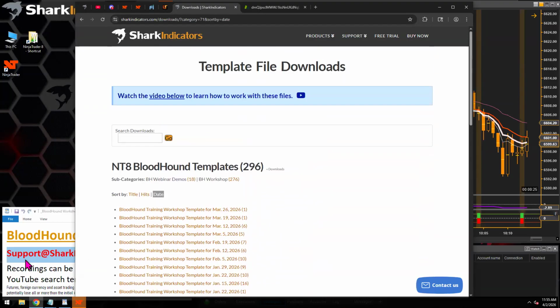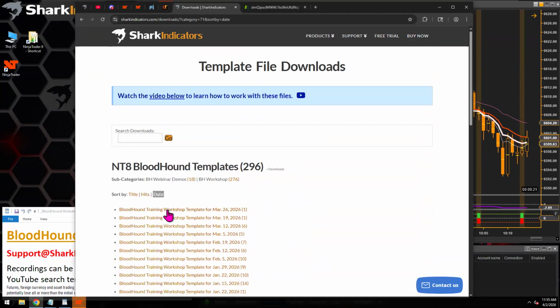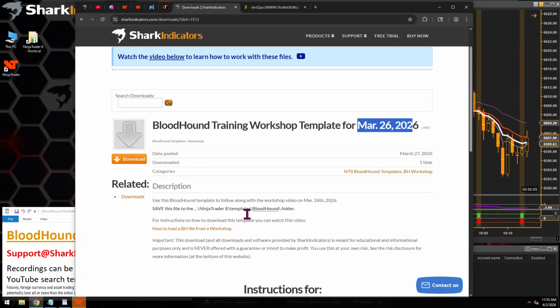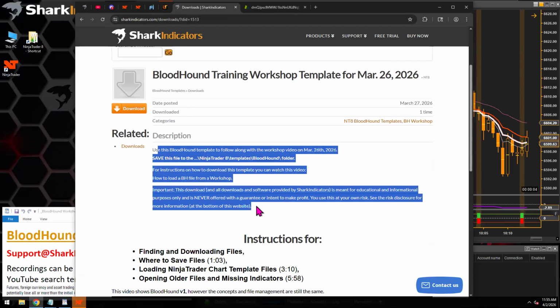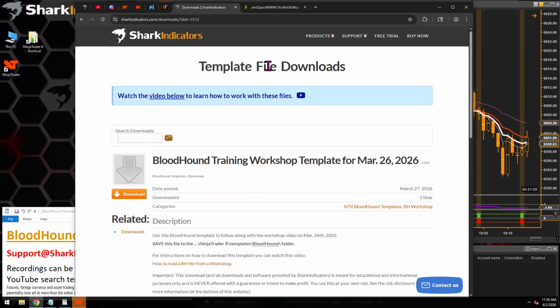So yeah, when you email support, you'll get a link back to the specific page here. Right, so you can see this is the specific page for last week's workshop there, and right there's your download button. So there you go. And again, instructions for downloading, where to put it, and stuff like that. Yeah. So that's where all the template files are at.